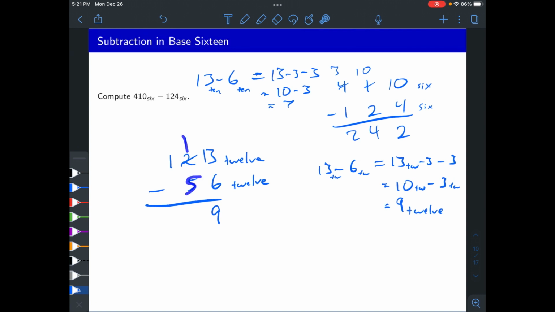Okay, 1 minus 5, need to borrow. And then 11 base 12 minus 5. So 11 minus 5, I can first take away 1, and then take away 4. If I take away 1, 11 minus 1 is 10. And then if I want to take away another 4, this is base 12, I have one group of 12, and then I'm taking away 4. One group of 12, take away 4, I'm left with 8, because 12 minus 4 is 8 in base 10. Okay, so you get 89 base 12.